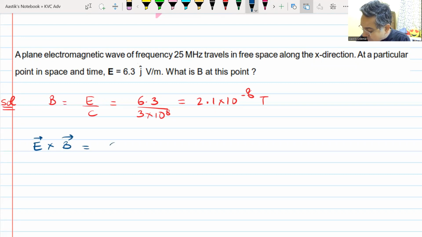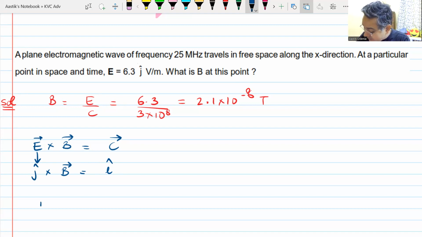The cross product of E and B should be in the direction of propagation. This is J, in the direction of J. You don't know the direction of B. J cross B should be in the direction of I. Now, how can J cross B be in the direction of I? When J is crossed with K, then only you will get J cross K is I.